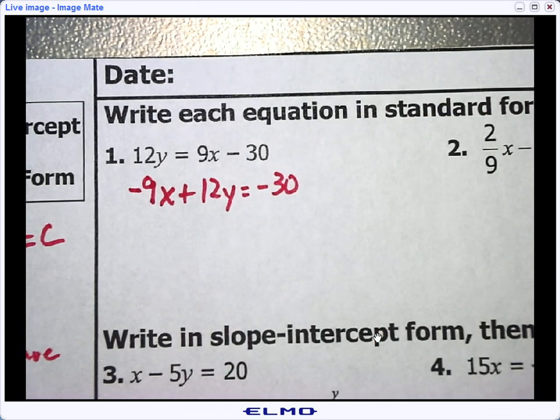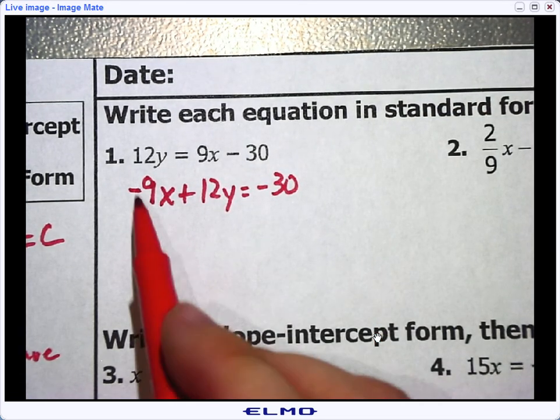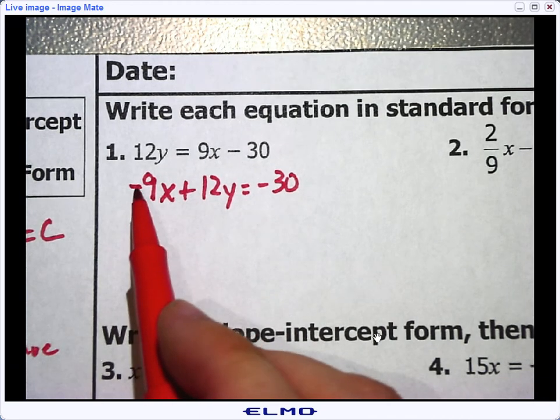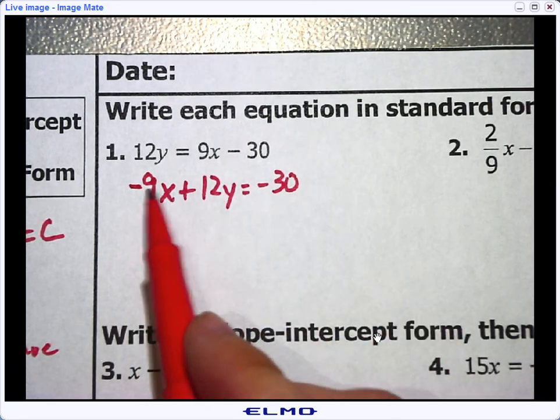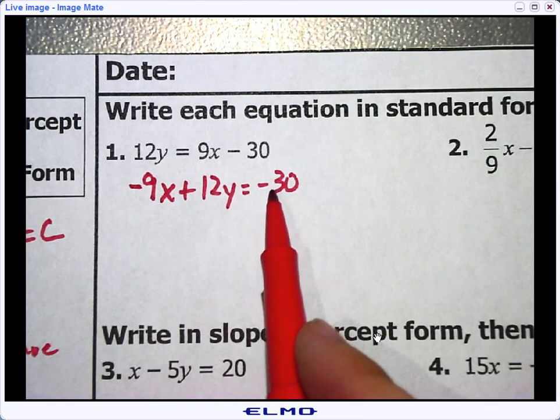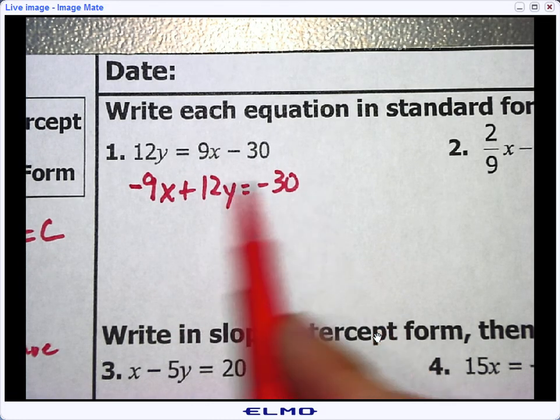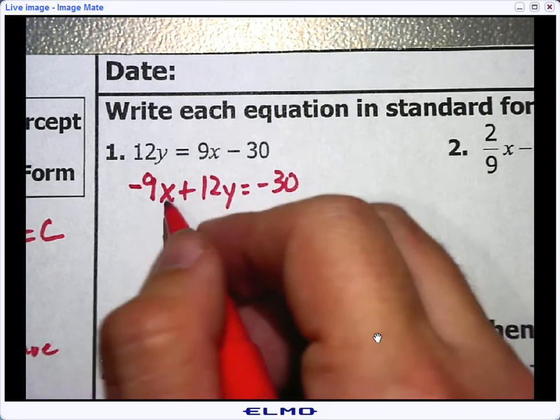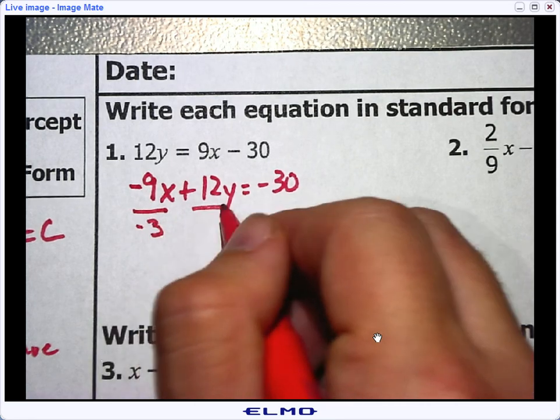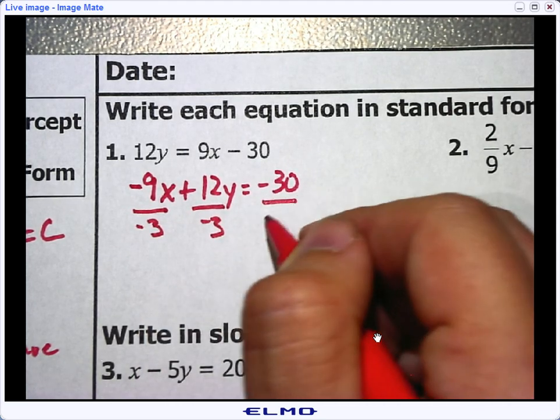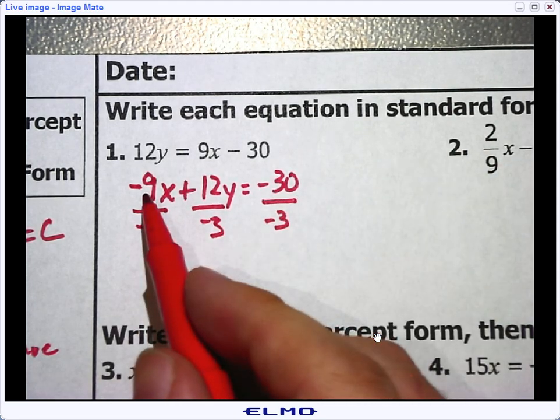The issue I have now, there's two things. First of all, my a is negative, so that has to be fixed. The other thing is if you look at 9, 12, and 30, 3 divides into all of those. So I'm going to divide everything by a negative 3. That's going to take care of the GCF and the negative that's with the a.